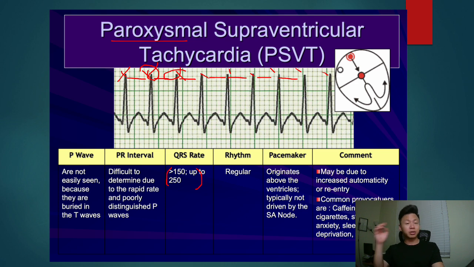All right, so those are most of your sinus rhythms. On the next segment, please follow me for part 3 where we discuss atrial rhythms.